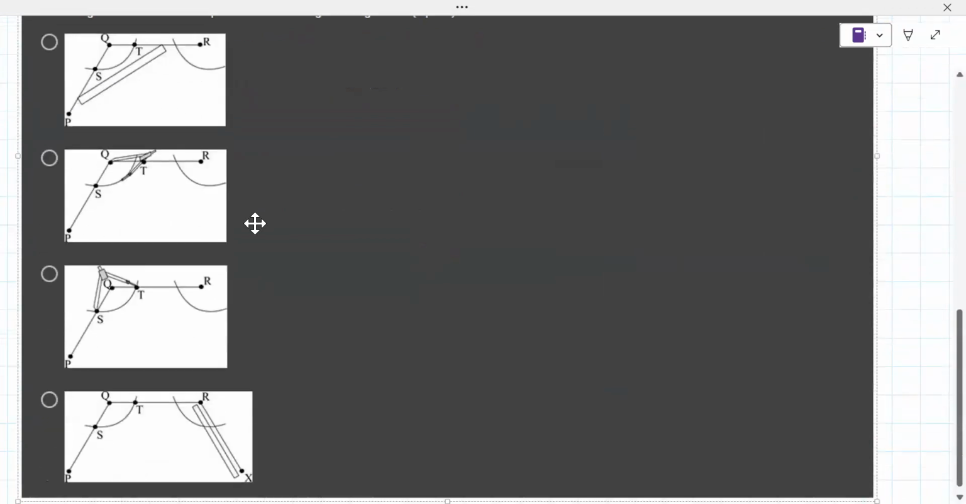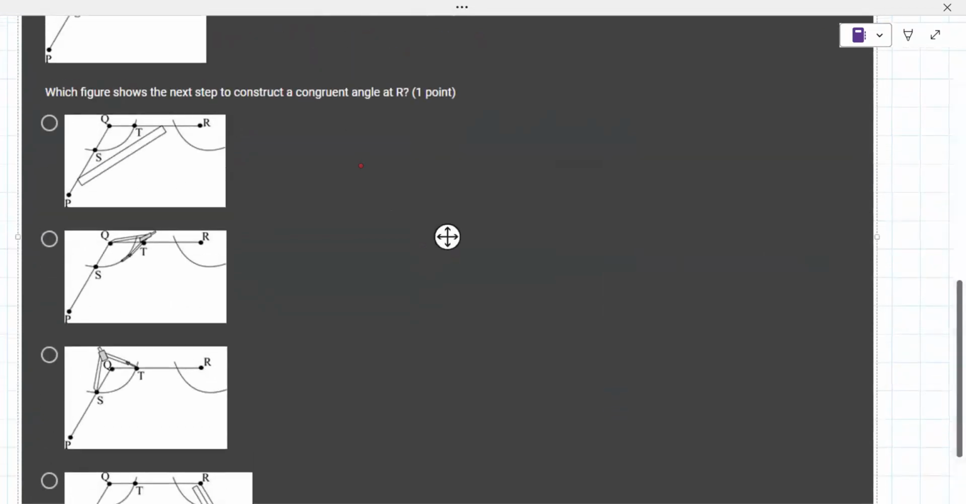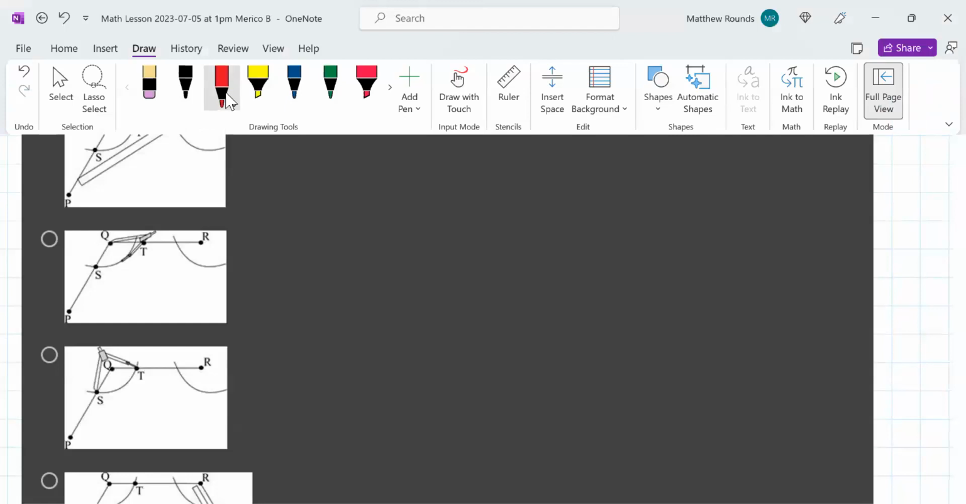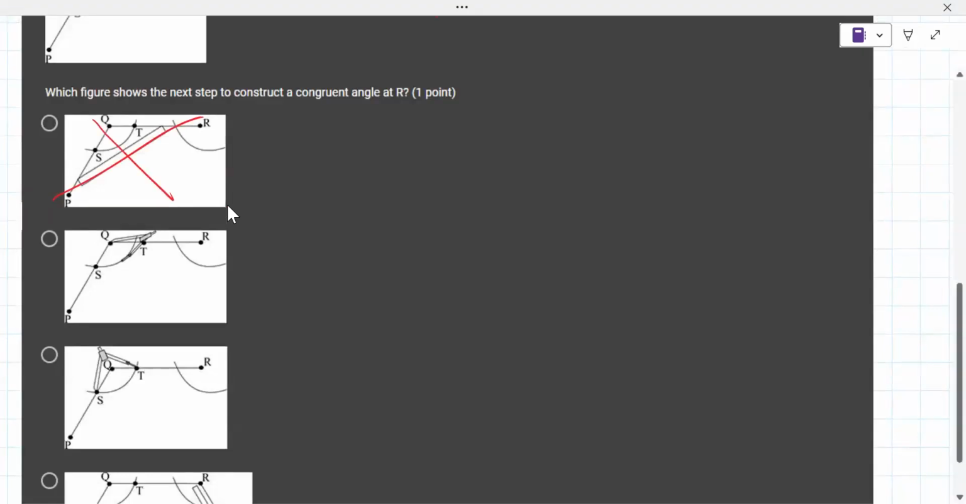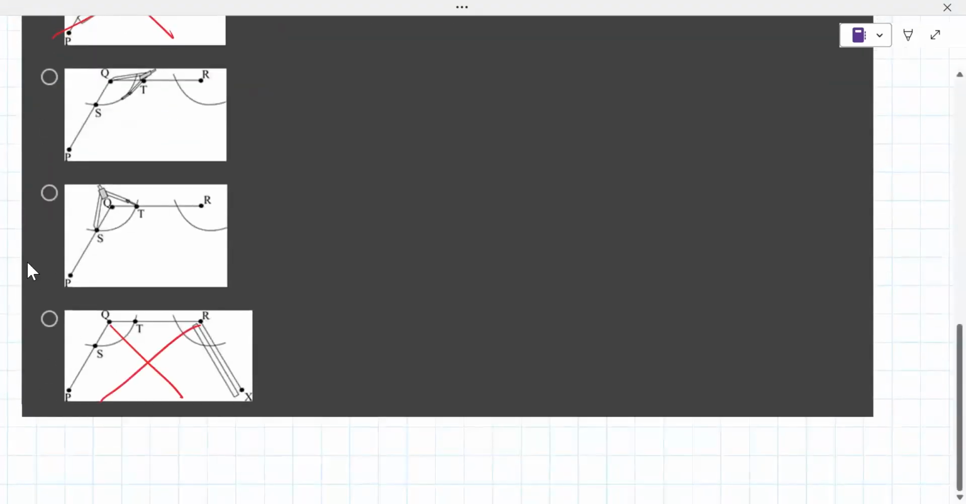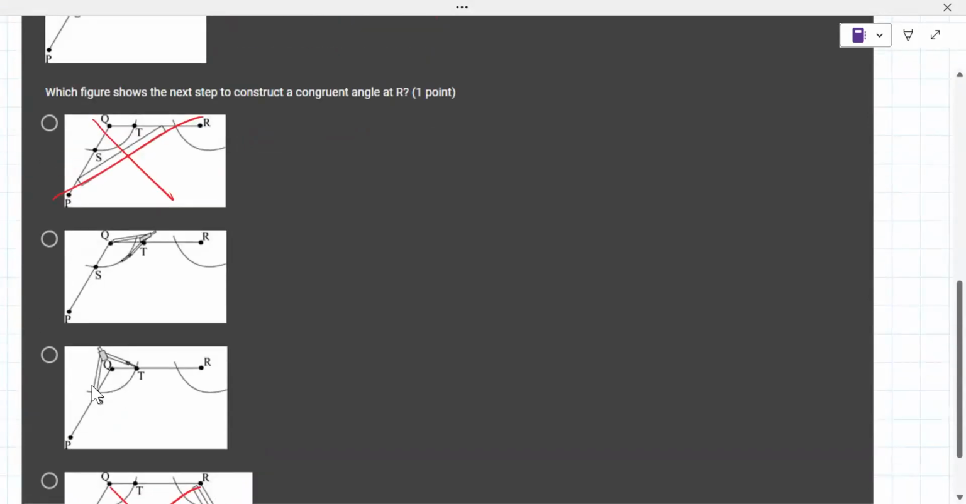So let's go through the ones that it's not. It's not the ones with the ruler. So you don't use the ruler until the end. Now we have to look and see, what's the difference between these two? This one on the bottom here, you're swinging an arc from S to T or from T to S. And this other one here, you're swinging the original arc out here. But notice you've already got that arc here.